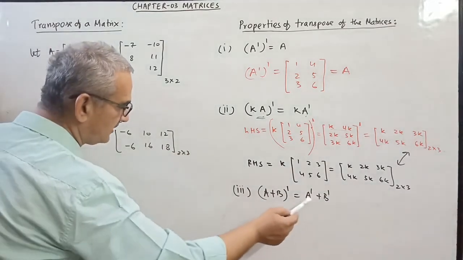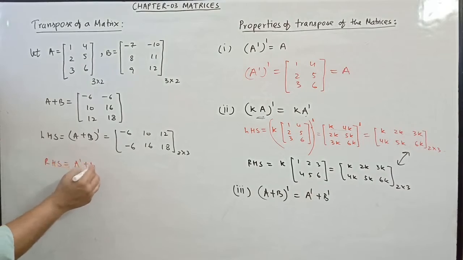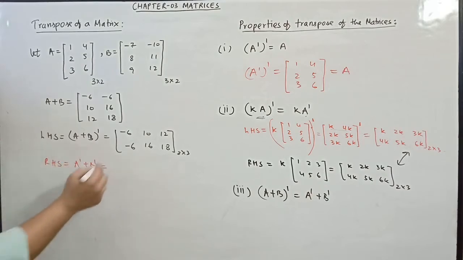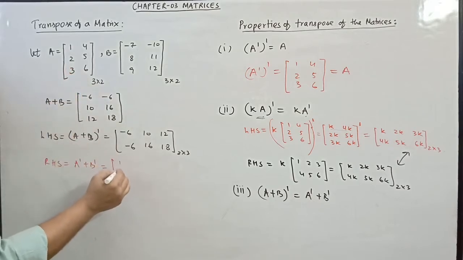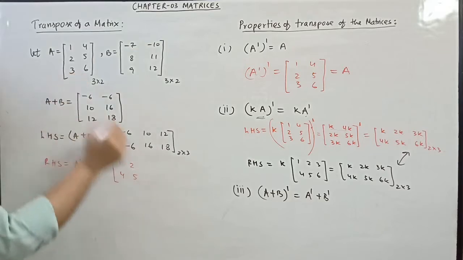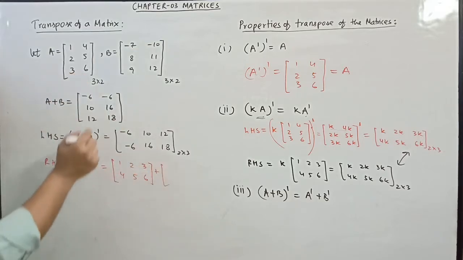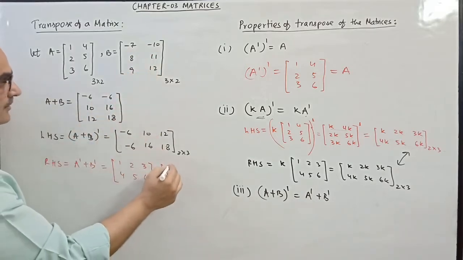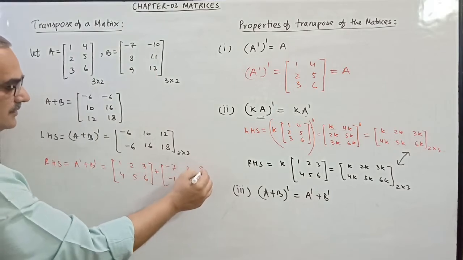Now what are you seeing in the right hand side? In right hand side we are taking the transpose of both of them. So let's take RHS. So RHS is A dash plus B dash, okay. So what will be A dash? That you have to take the transpose of this matrix. So 1, 4, first row, first column, second row, second column, third row, third column, plus similarly for B, okay, minus 7, minus 10, then 8, 11, and then 9, 12.